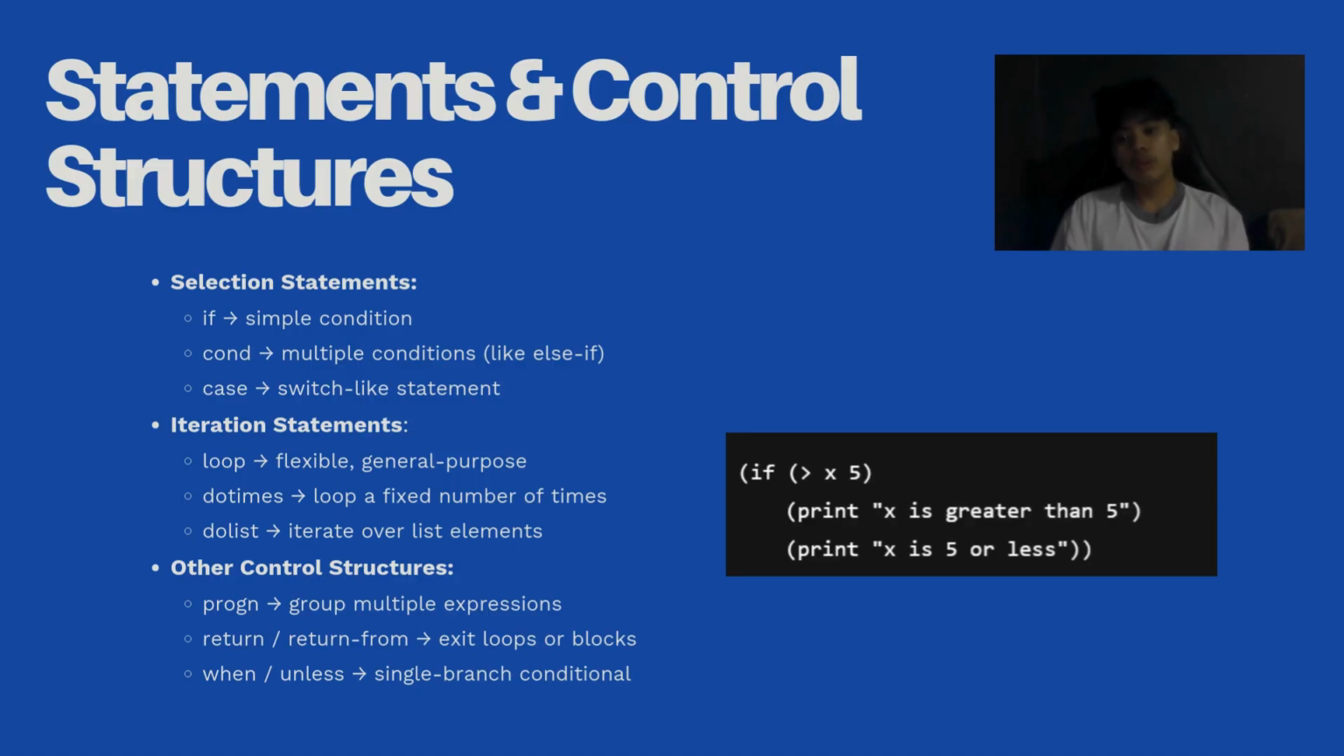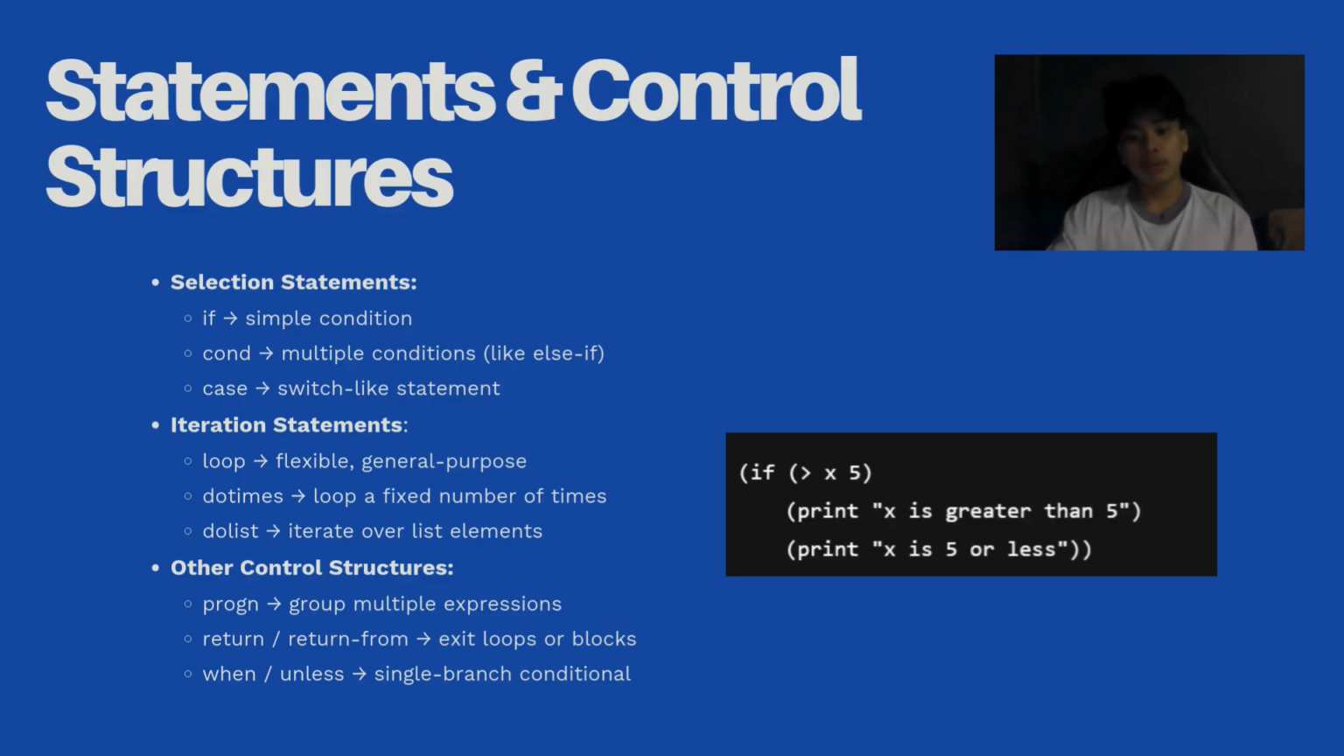For loops, it is flexible: dotimes runs a fixed number of times, and dolist iterates over a list. Other useful structures include progn, which groups multiple expressions, return-from to exit early, and when or unless for single-branch conditionals. For example, we check if x is greater than 5 using if and print the appropriate message.